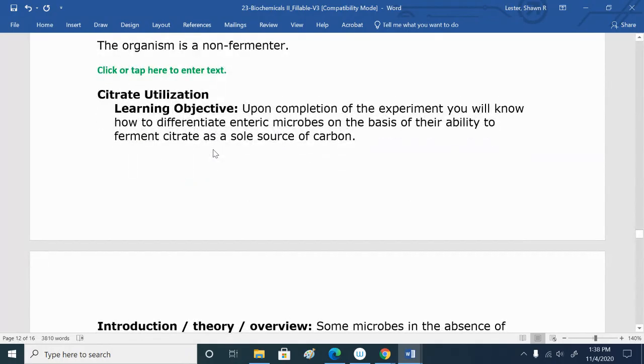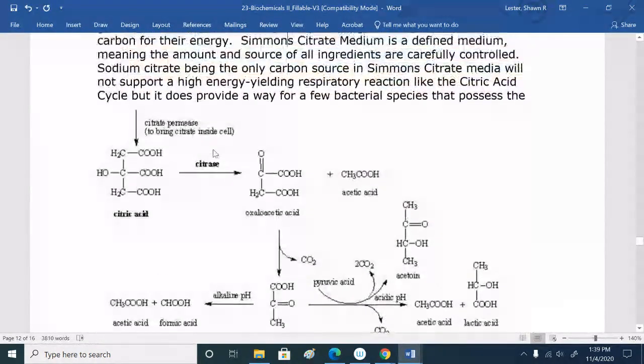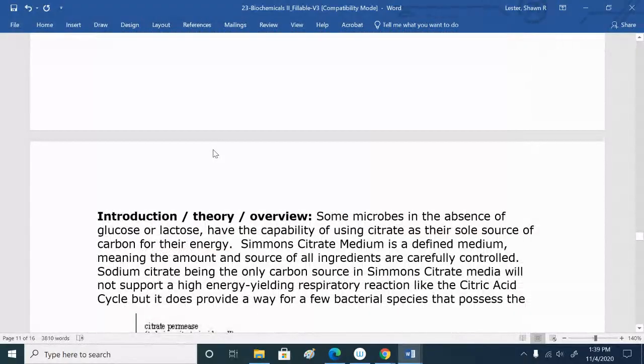So the last test for MVIC is citrate. And so this is an agar slant that's used. And the idea here is that citrate is the only carbon source in the agar. So in order for bacteria to grow, they need to be able to use the citrate. And so they must have an enzyme that allows them to absorb the citrate. And that enzyme is citrate permease. So if the bacteria have citrate permease, they're able to use carbon and grow.